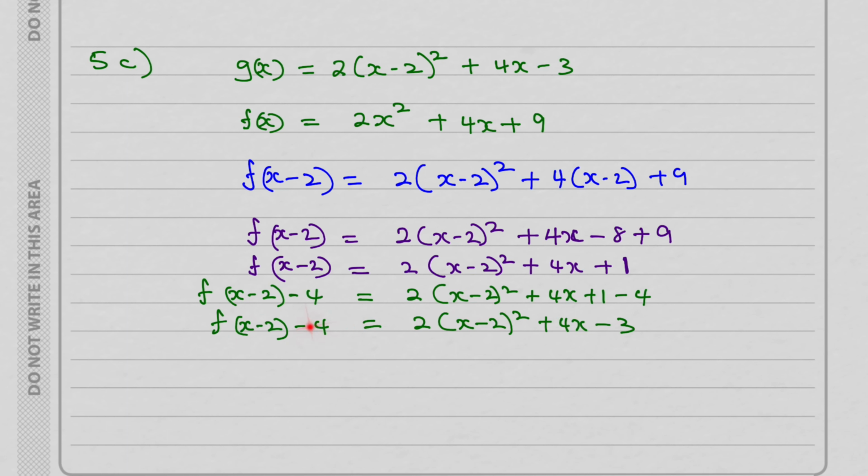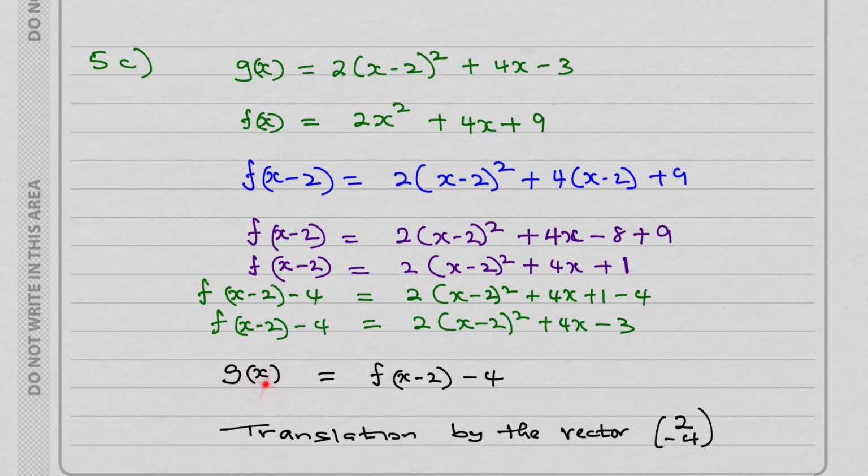And this is the function. So now this is g of x. The f of x has been translated by 2 to the right and 4 down. So the translation is by the vector (2, -4).